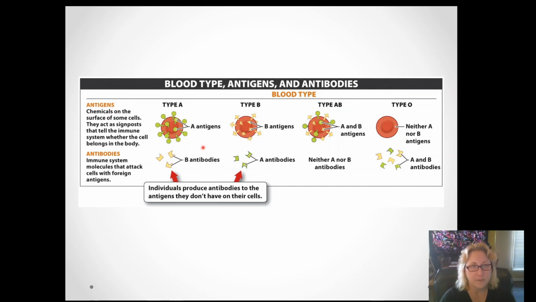So if your blood type is AB, that means you don't have antibodies to either A or B. If your blood type is O, you're going to react to both A and B. So what that means is that if your blood type is AB, you can get blood from A, B, or O, because you're not going to react to the A and the B antigens. If your blood type is O, however, you can only get other O blood.